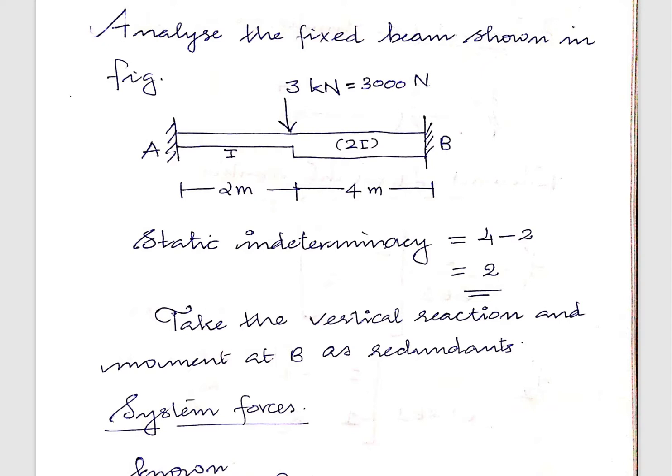So moving to the next problem in the analysis of indeterminate structures by flexibility matrix method. So this is our question: analyze the fixed beam shown in figure by flexibility matrix method. This fixed beam AB is subjected to a concentrated load at a distance 2 meter from the first fixed support A. And also the section changes from 2 meter and the moment of inertia of the second span is 2I.